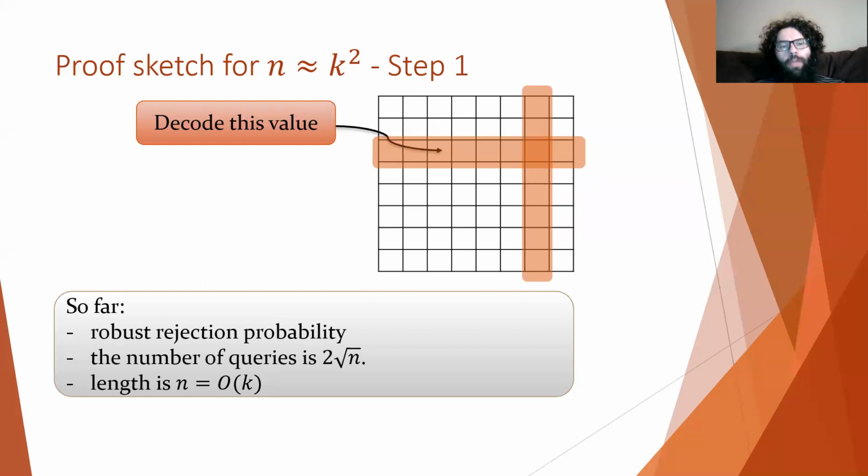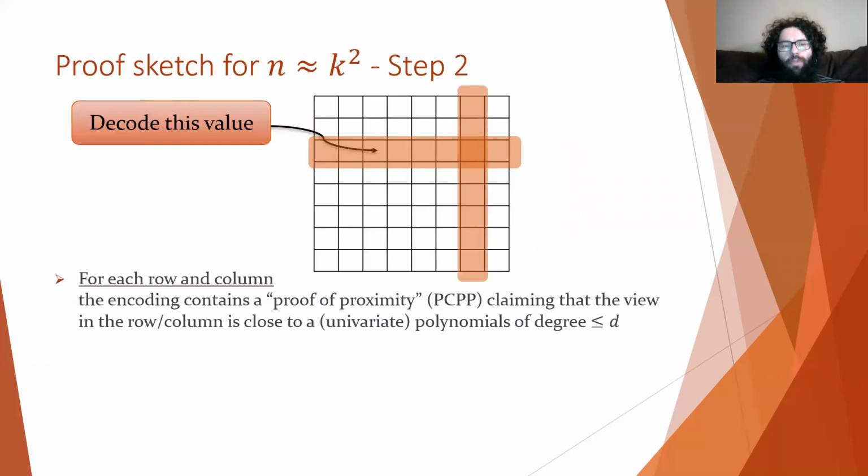All right. So what do we have so far? So far, the number of queries is 2 times square root n. The length is, well, it's order k, right? Because we encode d squared using f squared symbols, and k is d squared, and yeah, so n is basically 100 times k. And we have this robust rejection probability. And why is it good to have robust rejection probability? Because if we have good robust rejection probability, then we can use the so-called PCPs of proximity.